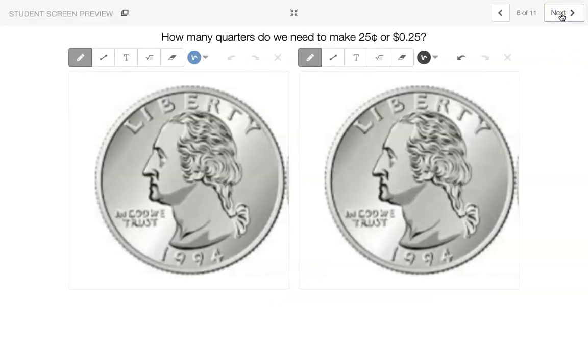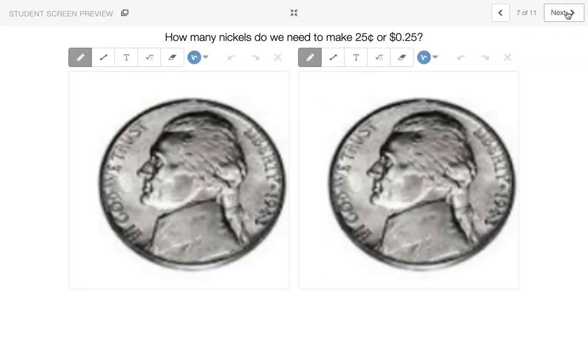All right, so the first question I have for you is, how many quarters do we need to make 25 cents? How many of these do we need to make 25 cents? If somebody said to you, give me 25 cents, what would you do? You would give them 1 quarter. 1 quarter, okay, will equal 25 cents.